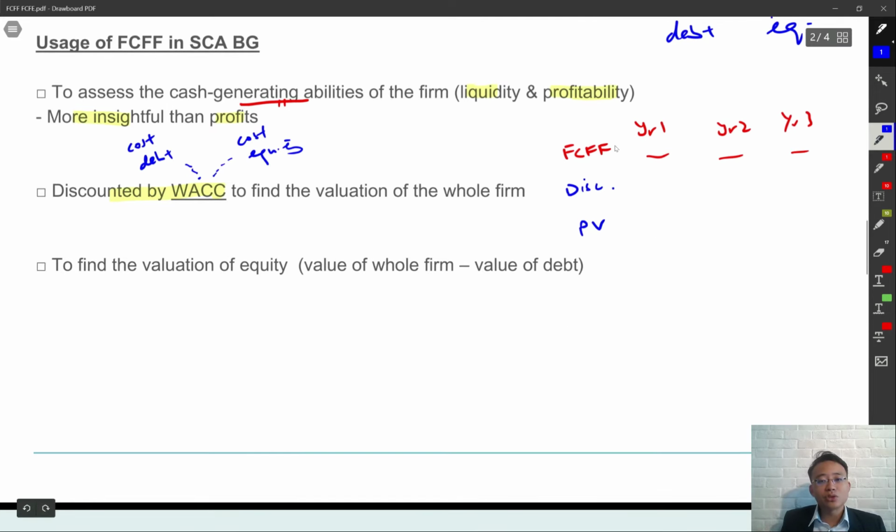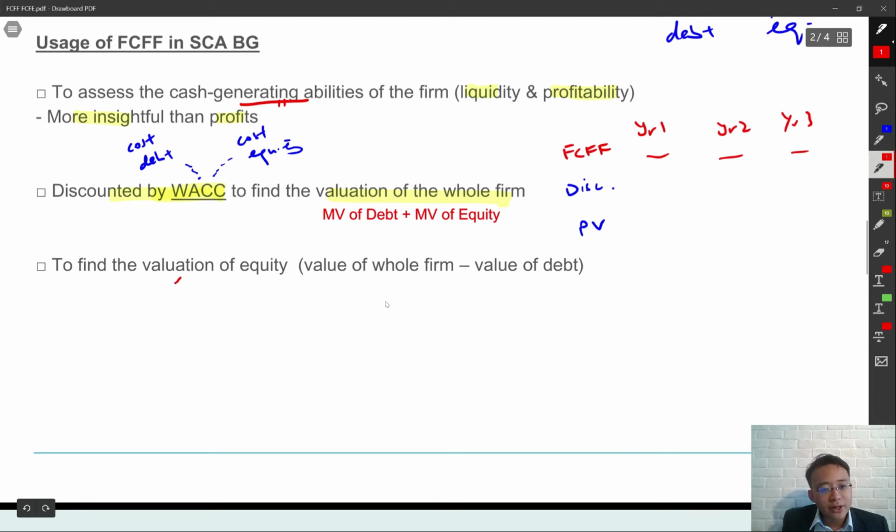And if I wish to find the value of the whole firm, I just discount all the cash flows by WACC. I get the value of the whole firm, the whole firm being the market value of debt plus the market value of equity. That is the value of the whole firm. Let's see whether I can put this in the same line. Yes, I can. Looks better this way. So this is what free cash flow will give you.